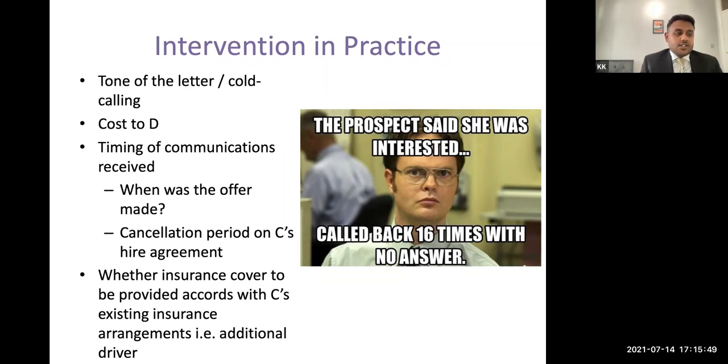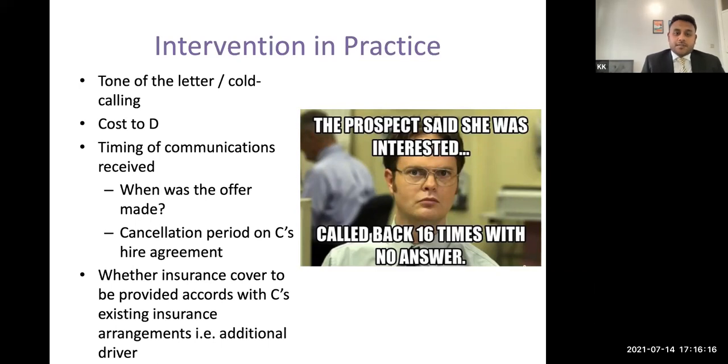The other evidential issue that defendant insurers often find is that there may well be an intervention letter which appears to be dated at day X, being the date of the accident, and then it's not clear in evidence from the claimants as to when or if they ever received this particular letter.